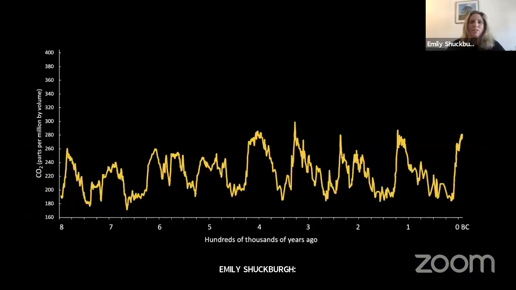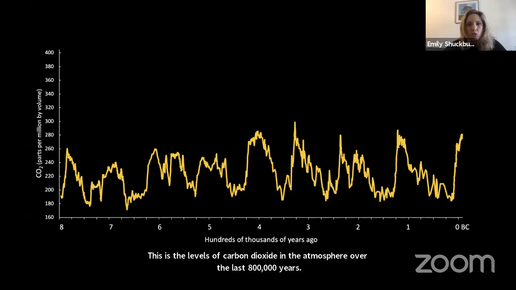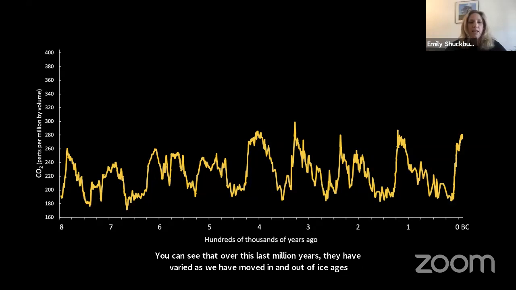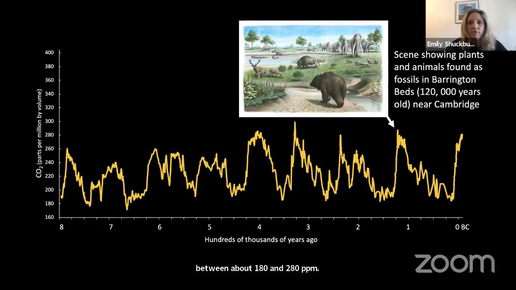So this was the graph that we saw in that little animation there. This is the levels of carbon dioxide in the atmosphere over the last 800,000 years that have been obtained from those ice core samples. And as was described in the video, you can see that over this last nearly million years, they varied up and down as we've moved in and out of ice ages between about 180 and 280 parts per million. But if we look at where carbon dioxide levels are today, they are very substantially higher.